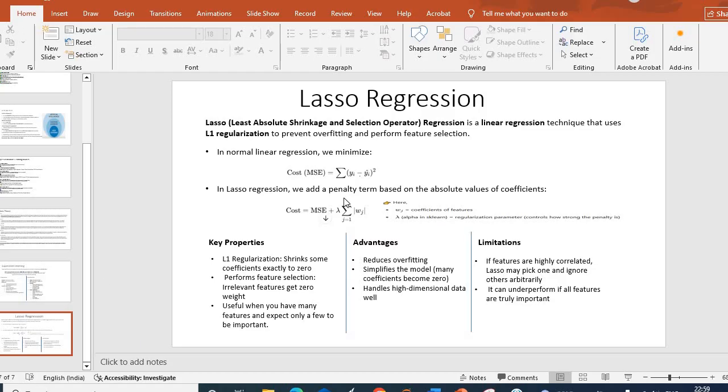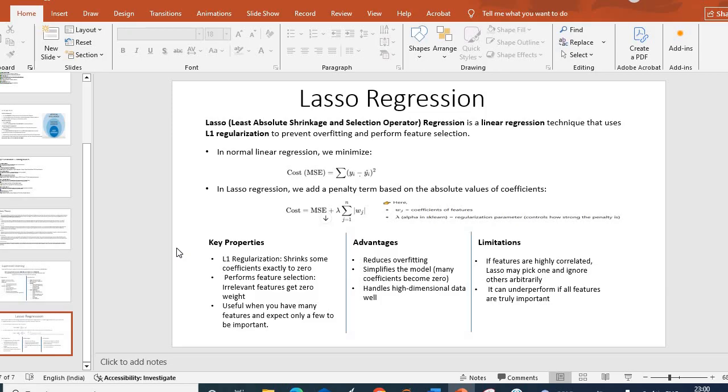In normal regression, which I think we have already discussed in the past, we have the formula y = a + bx. Here, if you look at this formula, which stands for lasso regression, we have added a penalty term which is based on the absolute value of the coefficient. The coefficient here is denoted by this, and this alpha is the regularization parameter, which denotes how strong the penalty is.